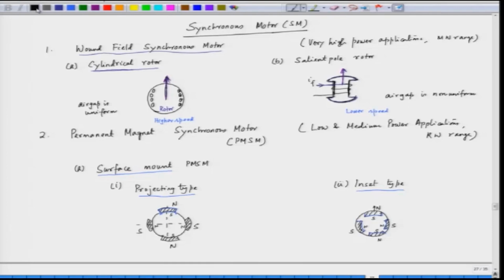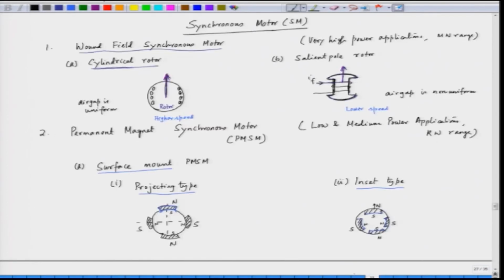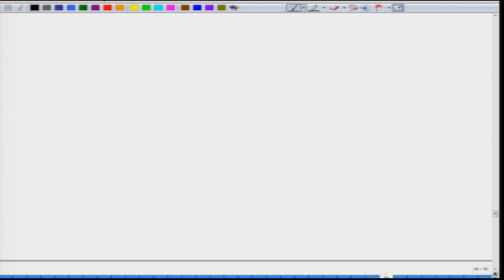We have another type of permanent magnet synchronous motor, which is called the interior permanent magnet synchronous motor. The magnets are buried within the rotor for better protection. So, this is the surface mount, and we will now have the interior permanent magnet synchronous motor.